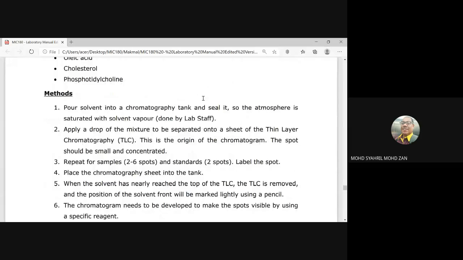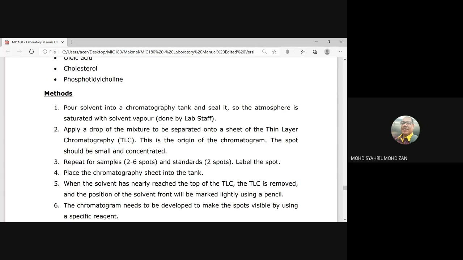So why do we have to seal it? Because we put in volatile solvents, such as chloroform and methanol, so the atmosphere is saturated with solvent vapors. What are solvent vapors? Solvent vapor comes from chloroform and methanol. These two chemicals are very volatile. This step is done by our lab staff, not you. During the experiment, the lab staff will start that process.